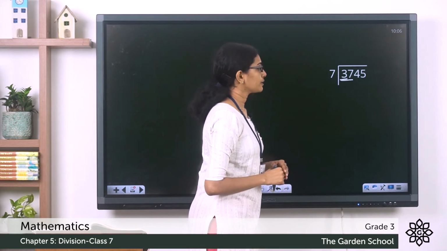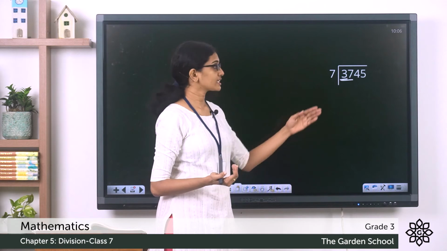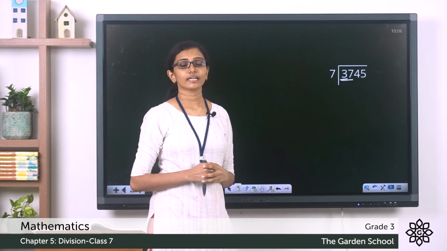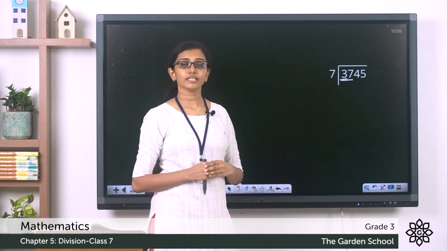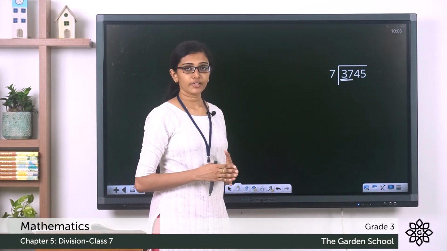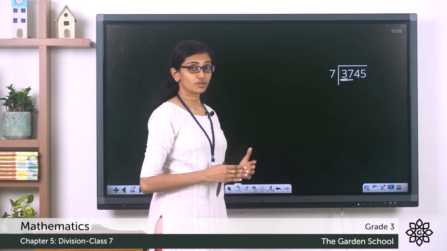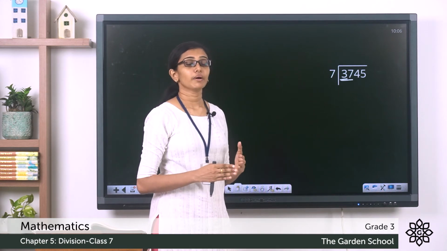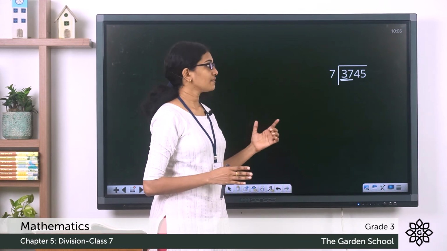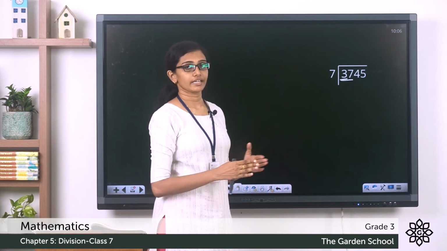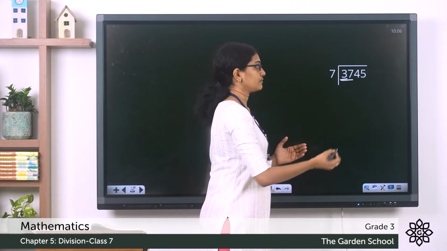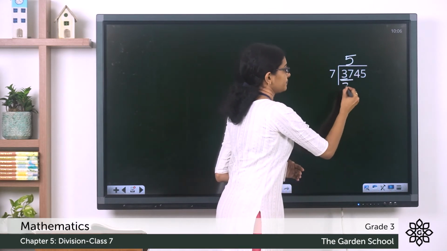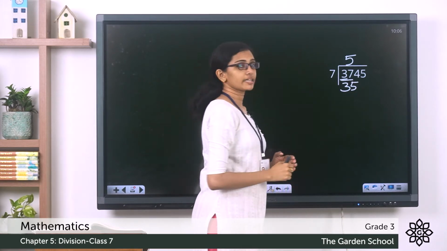So what is 37 divided by 7? We have to recite the table of 7 to find out how many 7s will go in 37, or how many 7s will fit in 37. So 7 ones are 7, 7 twos are 14, 7 threes are 21, 7 fours are 28, 7 fives are 35, but 7 sixes are 42. So 7 fives are 35. That is enough. So let's take 7 fives are 35 and write that 5 here. 7 fives are 35. So let's write it here.